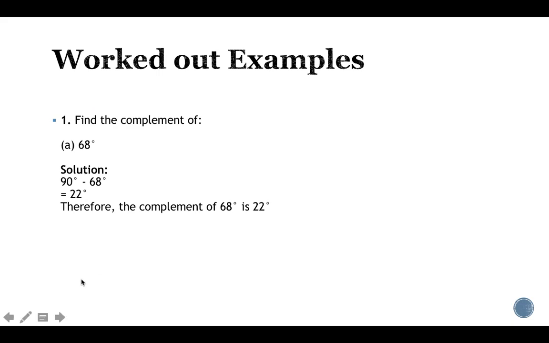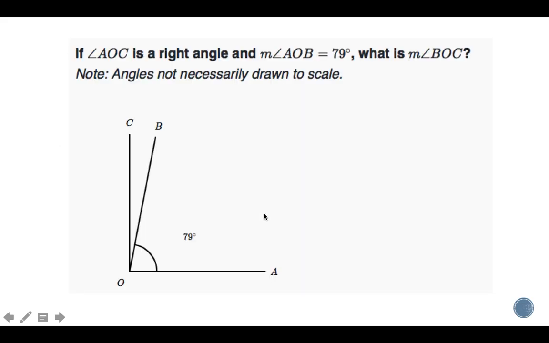Now let's work out together. In this example, find the complement of 68. That means a complement measures 90 degrees. So we subtract 68 from 90. So 90 minus 68 is 22. That's why the complement of 68 is 22. Now this is up to you. What is this angle? You can see.